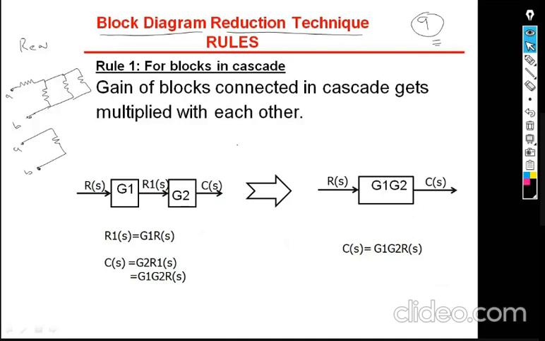So let me explain the first rule, and don't worry, after I do the first 2 problems you will understand what is happening here. So two blocks are given in the question, and we have to reduce this block.